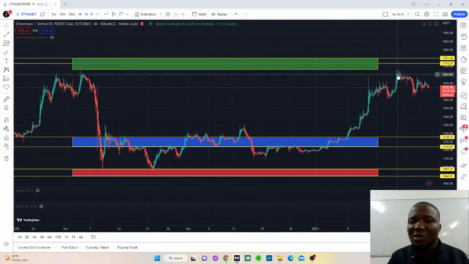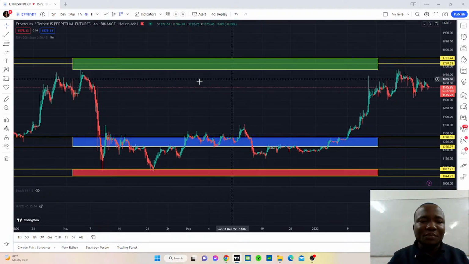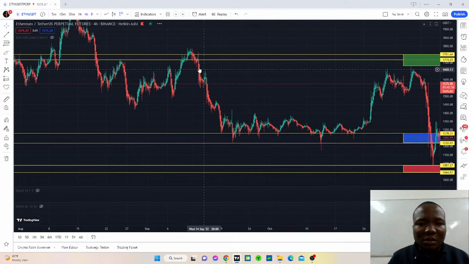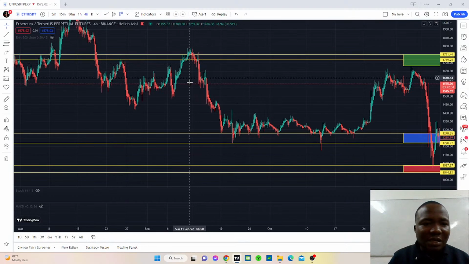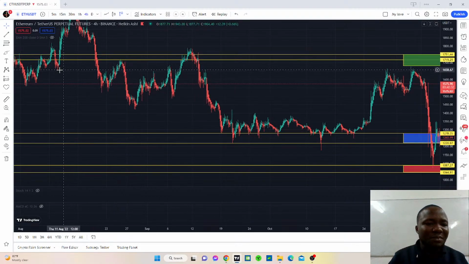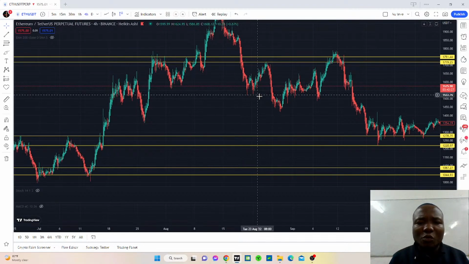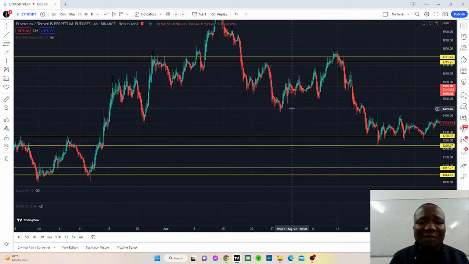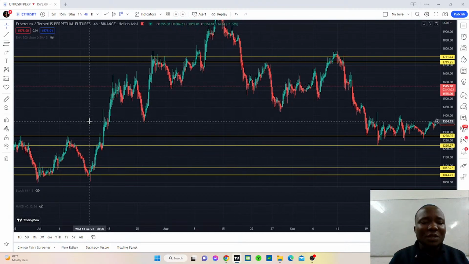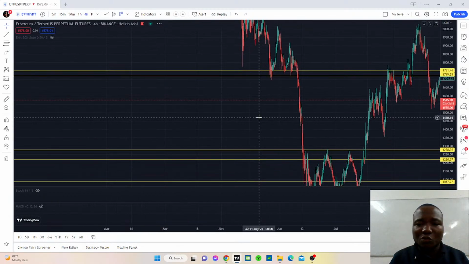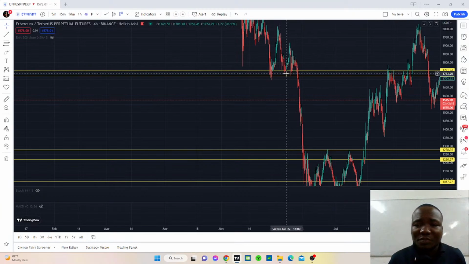So now you can see here there was a resistance here, there was a resistance here, there was a resistance here, there was a resistance here. So to know a possible resistance level that is very strong, you need to backtest the zone. You can see here it was supported. This resistance level was supported here and it was resisted here.